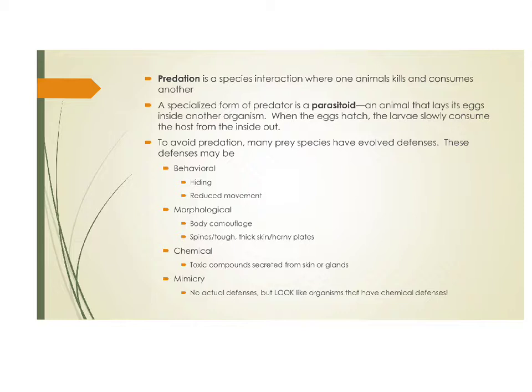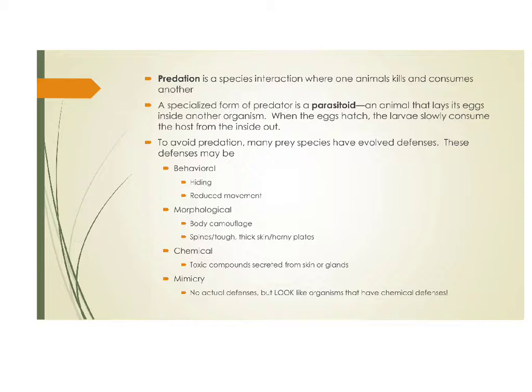A specialized form of a predator is called a parasitoid, and you probably haven't heard about this before. You may be familiar with it, but maybe not the term. This is an animal that lays its eggs inside another organism. When the eggs hatch out, the larvae slowly consume the host from the inside out, which is kind of a gross concept. This happens actually a lot in the insect world. So to avoid predation, many prey species have evolved defenses.